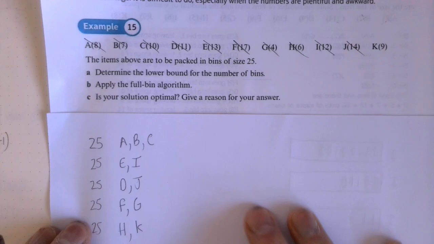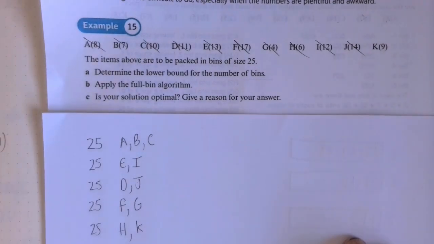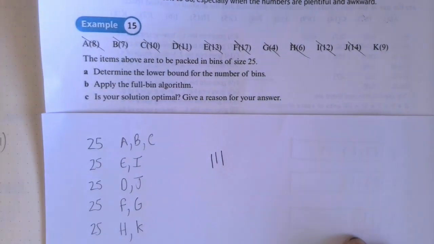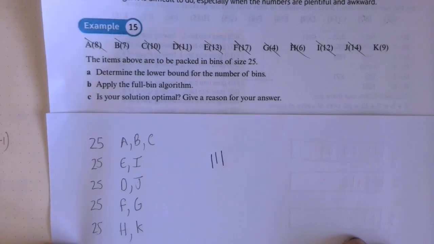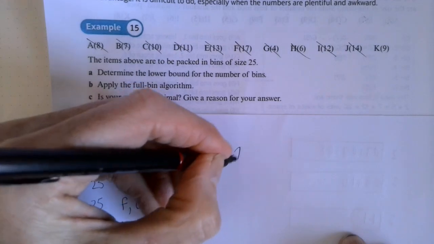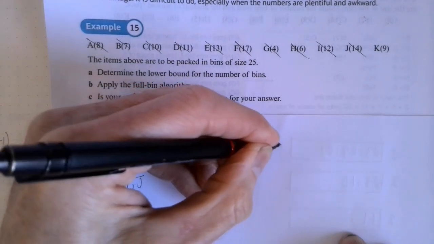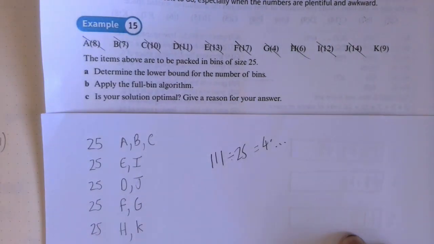Is my solution optimal? Well, let's circle right back to the thing we did at the beginning where we worked out the lower bound. If I add all my lengths together, I get 111. So I know they wouldn't have fitted, even with 0 space, in 4 bins. So the lower bound is 5. So yes, my solution is optimal. I've managed to do it in 5 bins. So we've looked at first fit decreasing, and full bin algorithms.